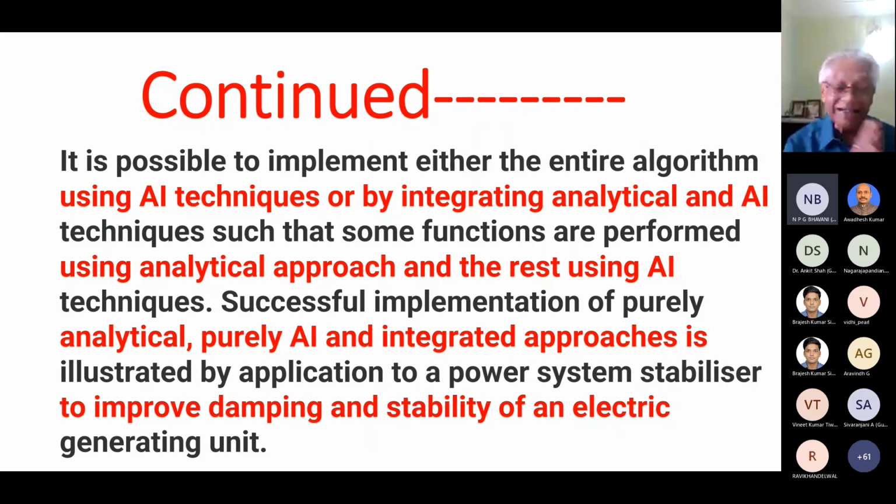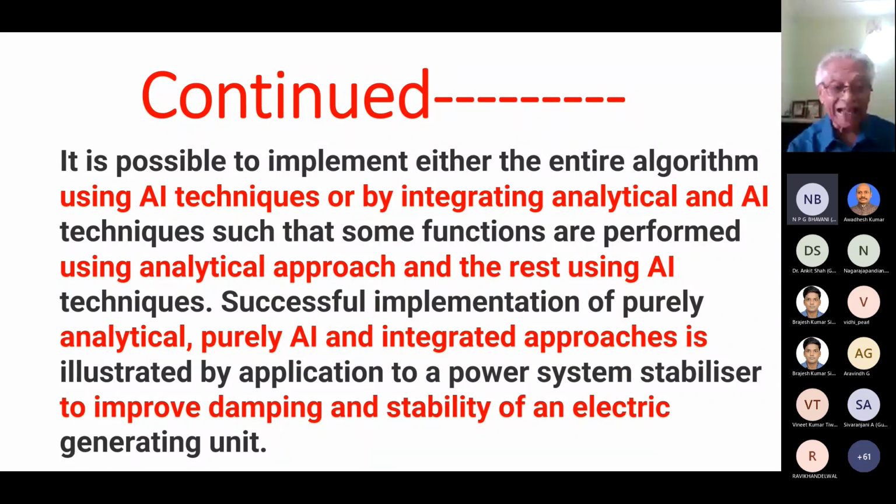But in intelligent controllers, we'll say that there is not much of an analytical approach. It is almost totally intelligent now, which is AI based. So successful implementation of purely analytical, purely AI and integrated approaches is illustrated by application to a power system stabilizer to improve damping and stability of an electric generating unit.